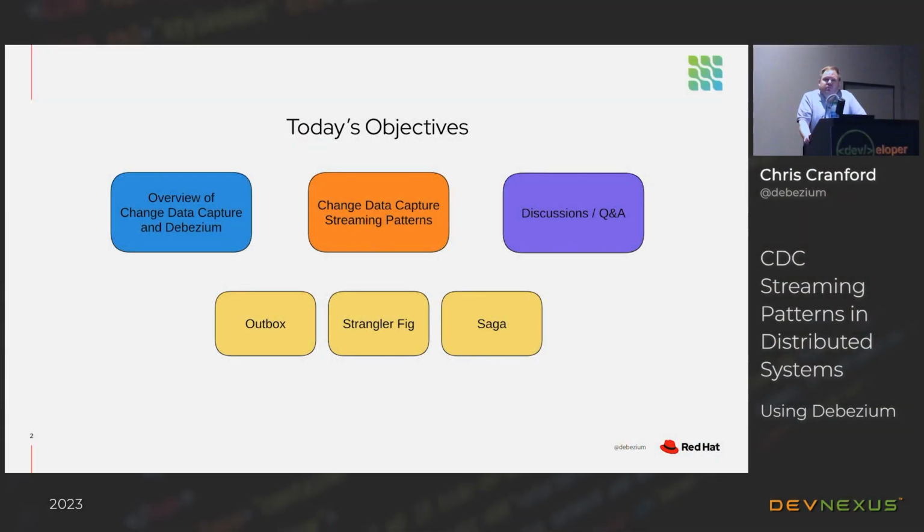Today we're going to talk about what is CDC. We're going to have a bit of an overview of that, as well as talk about what is Debezium and how does it work and how do we use it. But then we're going to spend the majority of our time today talking about the streaming patterns: the outbox pattern, the strangler fig pattern, and the saga pattern.